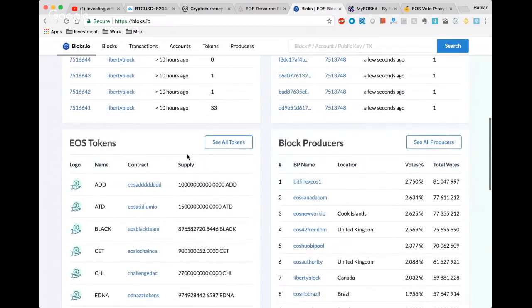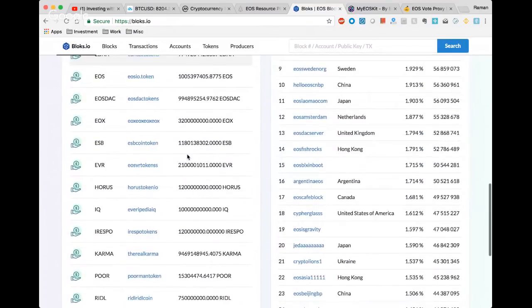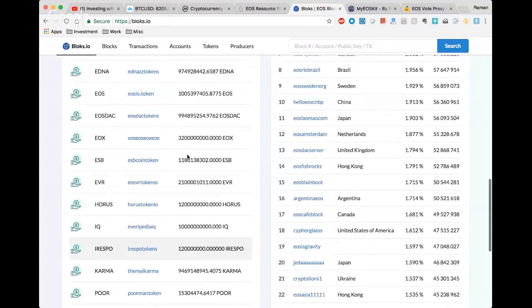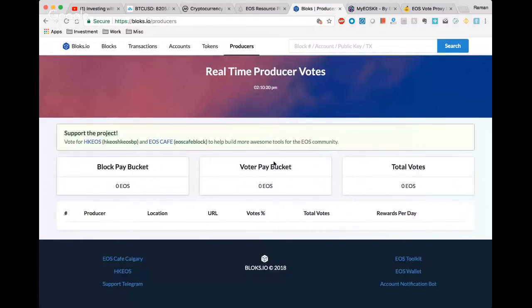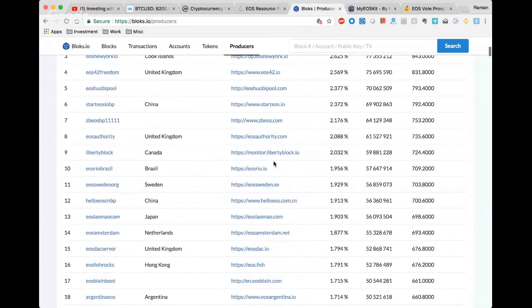This tool also lists a lot of tokens, the airdrops which are coming. So do make use of this tool. Let's look at the block producers. I think this is one of the things we always talk about. So what are the big changes here?